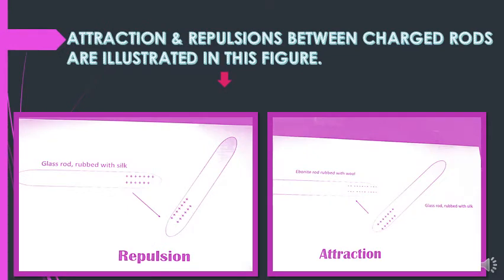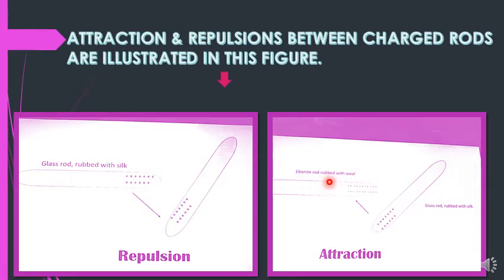Now, attraction and repulsions between charged rods are illustrated in this figure. Here, in this figure, we can see a glass rod which is rubbed with the silk. And here we can see a glass rod which is rubbed with silk. So, both are same. Here, we can see some positive charges. And here also we can see some positive charges. So, glass rod to glass rod, that repel. So, we can see the repulsion in this figure.